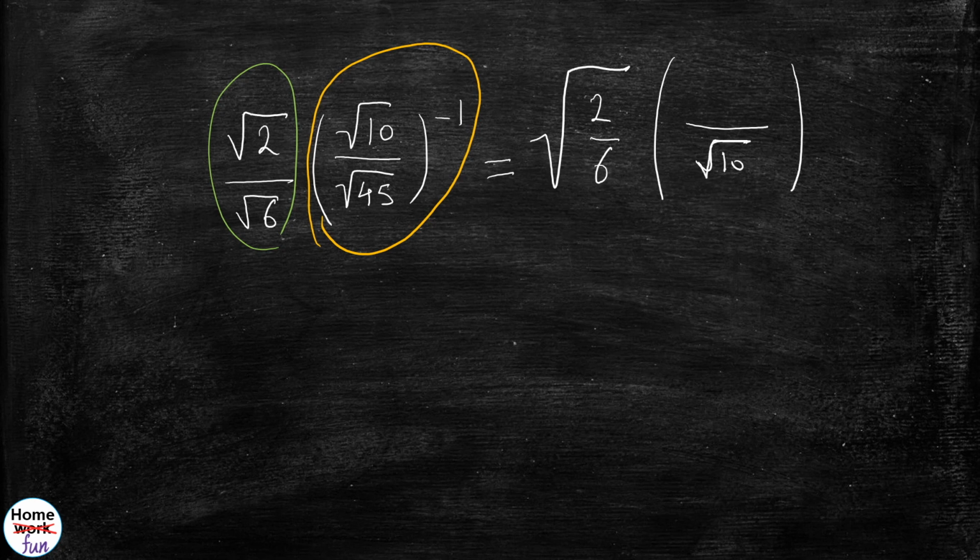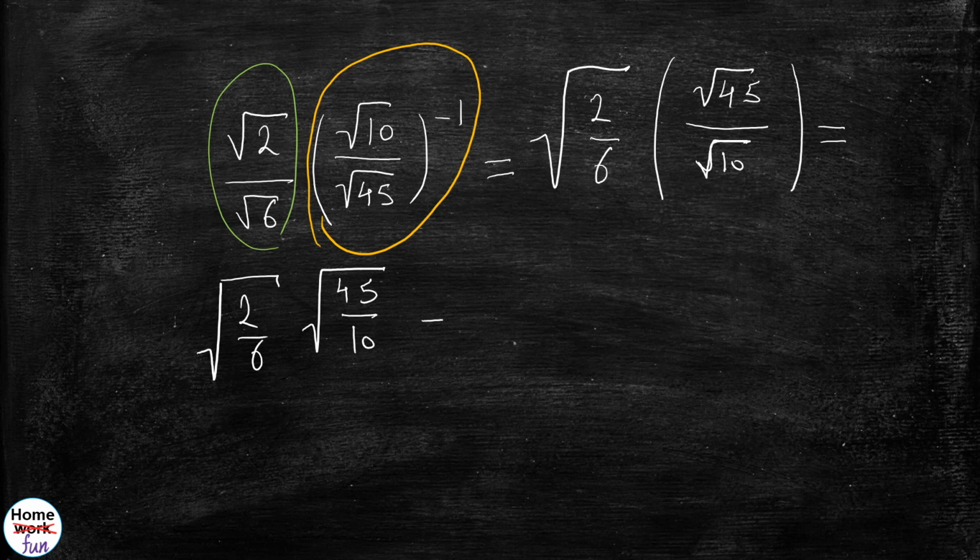Square root of 45 is at the bottom, I bring it to the top and just flip the sign of the exponent. So negative 1 becomes positive 1, or you can just not write it because the power of 1, we don't even include it. And again, I can just write it as one big giant square root, 2 over 6, and then the other, 45 over 10, putting all of them under one square root: 2 over 6 multiplied by 45 over 10.